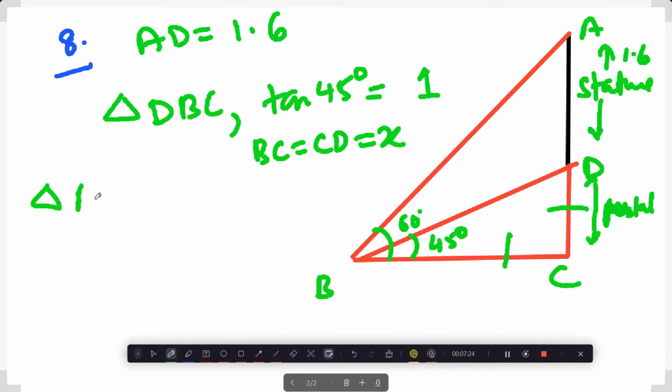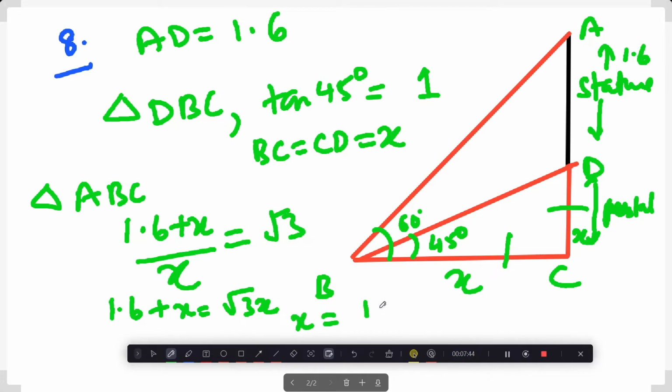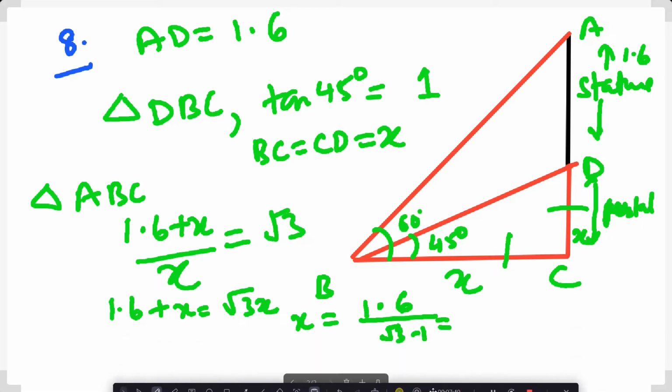Now let's look at triangle ABC. This is 1.6, this is X, and this is 1.6 plus X. So let's do tan 60. 1.6 plus X, tan of 60 is equal to root 3. So 1.6 plus X is equal to root 3 X. So X is equal to 1.6 by root 3 minus 1. Let's multiply and divide by root 3 plus 1. 3 minus 1 is 2, so 0.8.